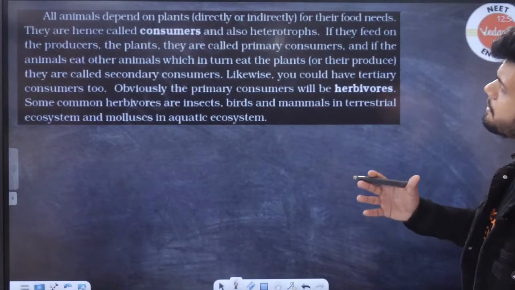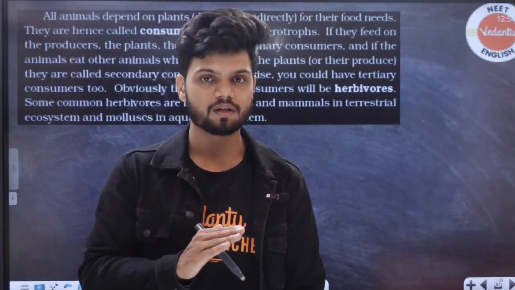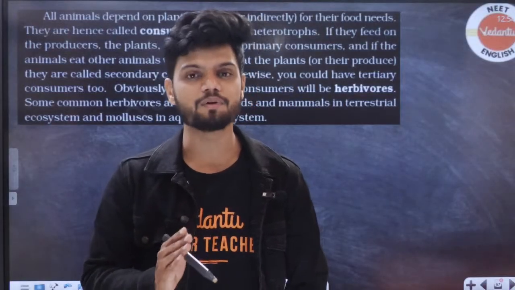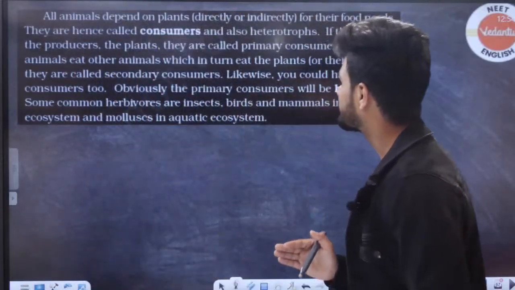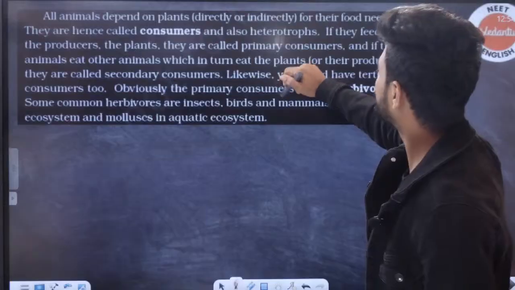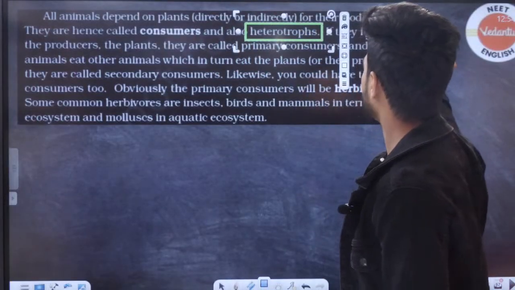Now, all animals depend on plants, directly or indirectly, for their food. Students, are you consumers or producers? Tell me in the chat. All of you are consumers. Some of you are vegetarian, herbivores. Some of you are omnivorous. I believe no one is carnivorous among you. Consumers are also called heterotrophs because we depend on the plants, the autotrophs.